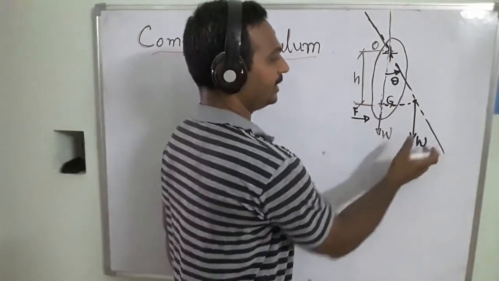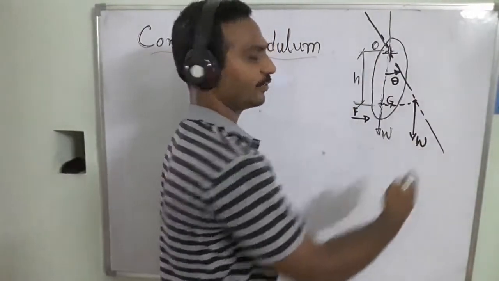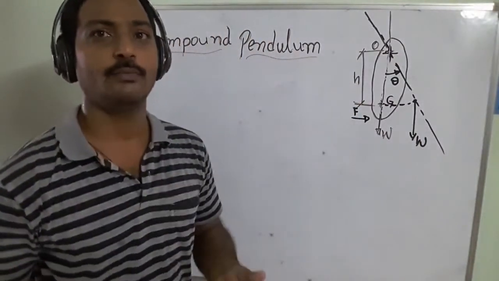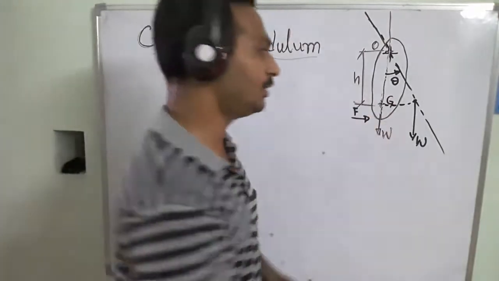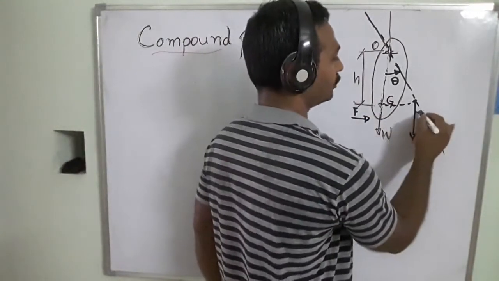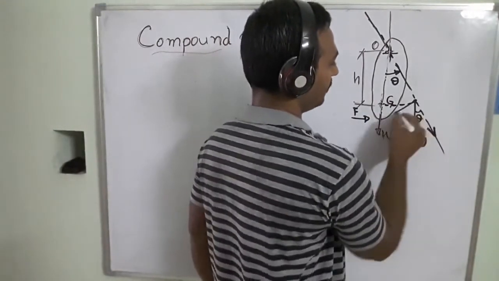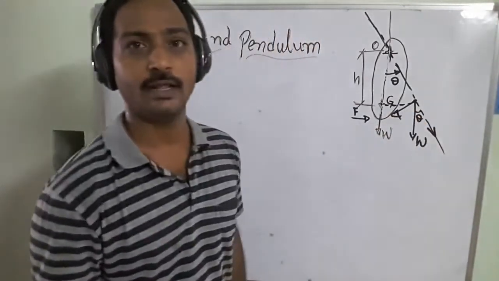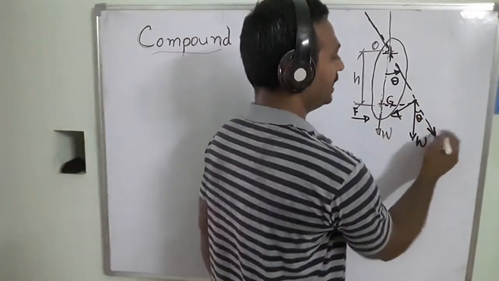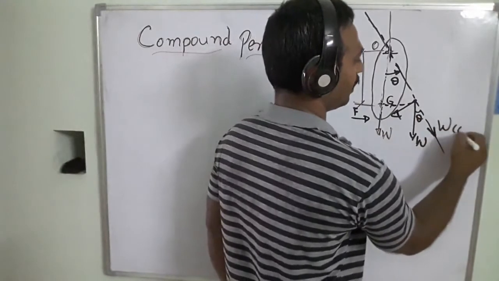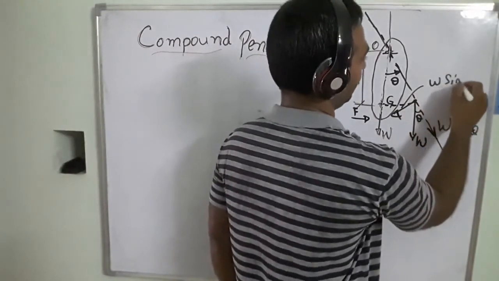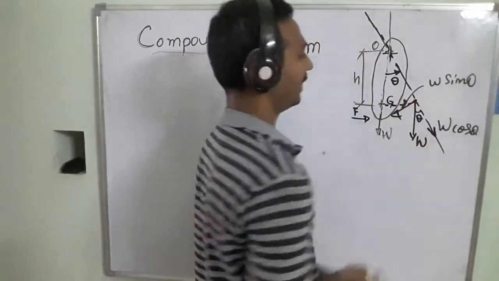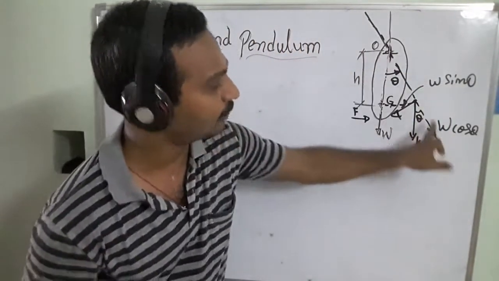So in this case what will happen? The weight is going to be acting inclined to the axis of the member. To make it more convenient, I am going to resolve it into two components. One is parallel to the axis of the member, making an angle theta, which is W cos theta, and the other is perpendicular to it, which I am going to say is W sin theta.